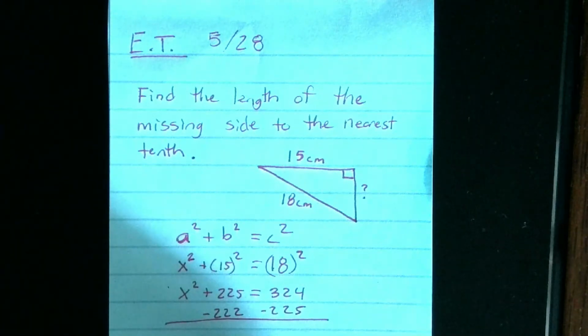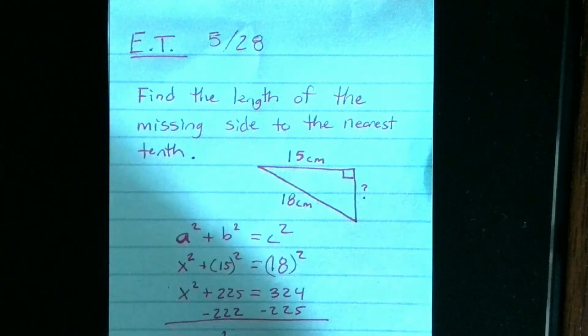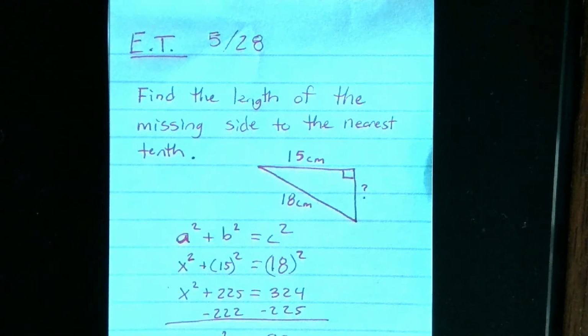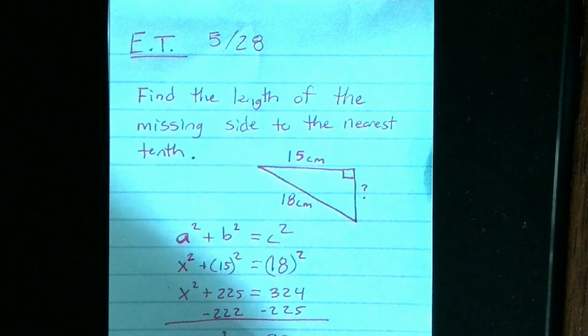Bring down my x squared. So I got to do 324 minus 225. 324 minus 225 is going to give me 99. So I can probably guess what my answer is going to be, because I know that the square root of 100 is 10, so it should be just a little bit less than 10 here.